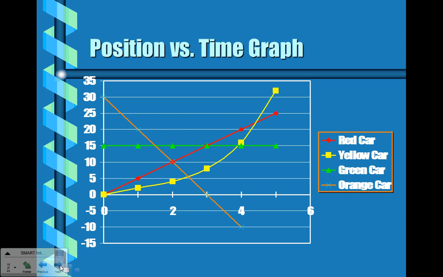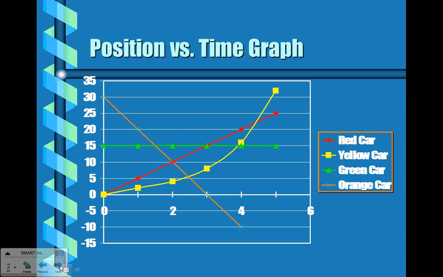The green car starts at the 15-meter mark, and then after 2 seconds, it's still at the 15-meter mark. It hasn't moved anywhere, so it has a velocity of 0. A horizontal line refers to a velocity of 0. A vertical line represents nothing. It's not possible. It's an undefined scenario. It's not possible to have an infinite velocity, so you can't have a vertical line.